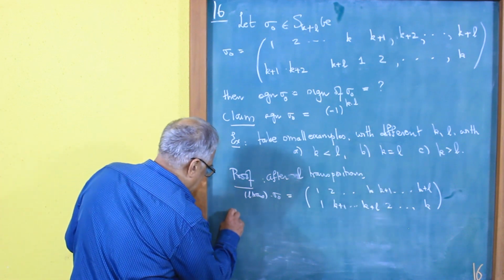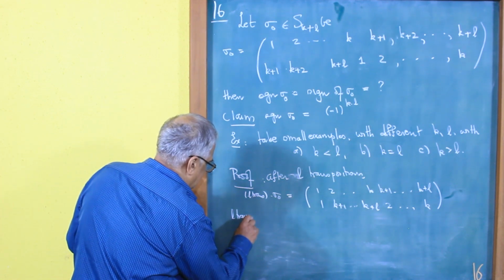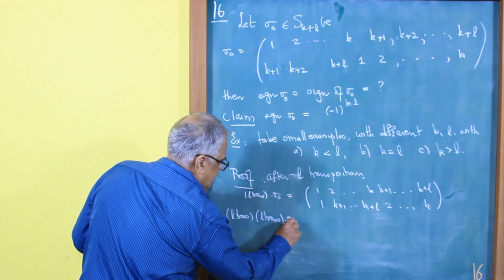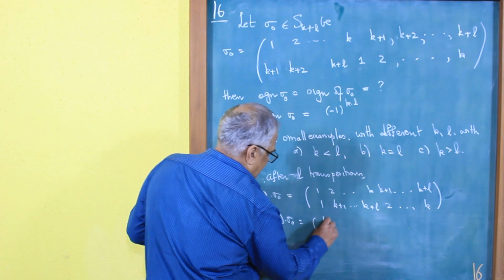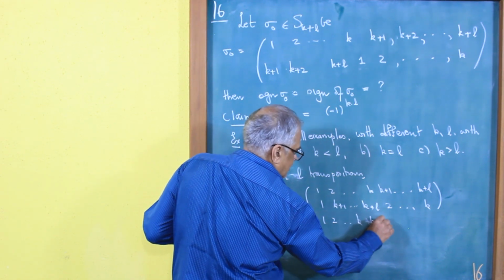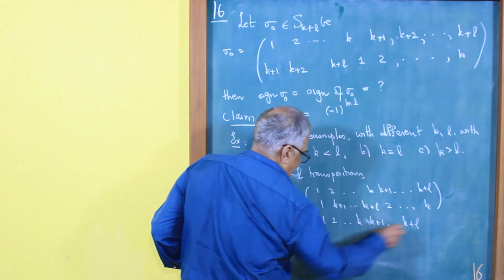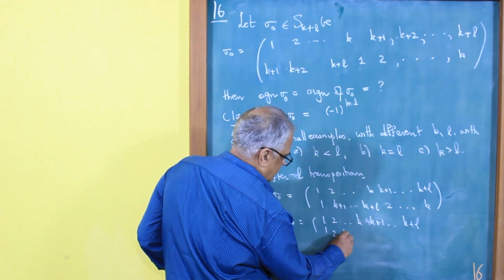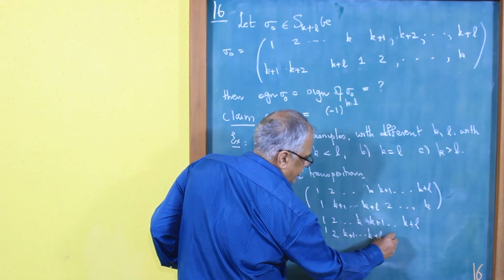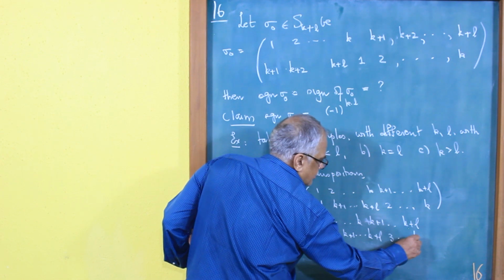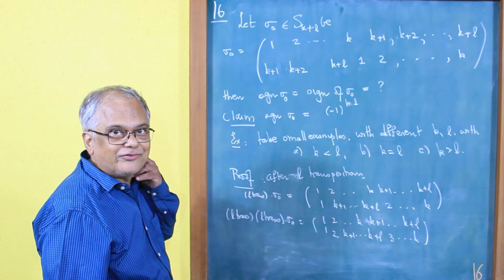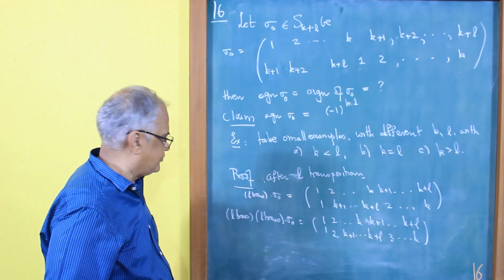So after L transpositions into L transpositions into sigma naught, you get 1, 2, and now this 2 has already gone there, so 3. And how many times do you have to do this? You have to do this a total of k times.